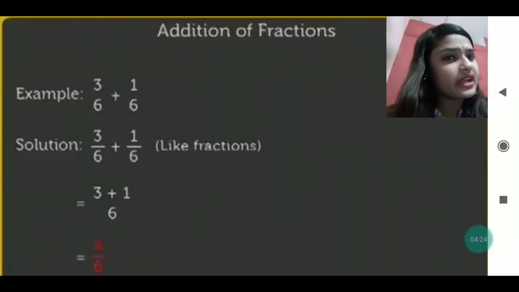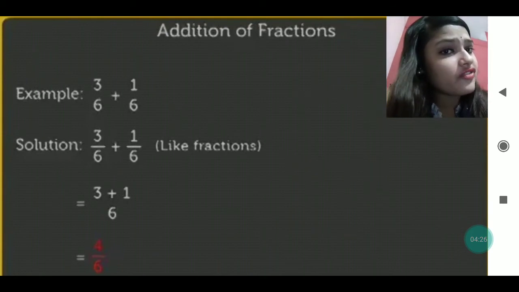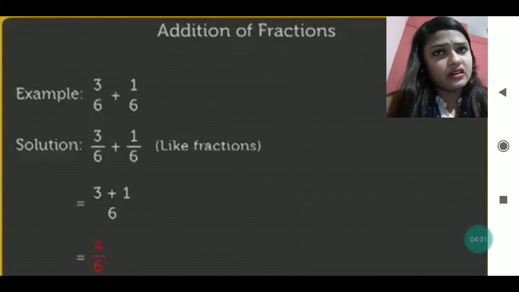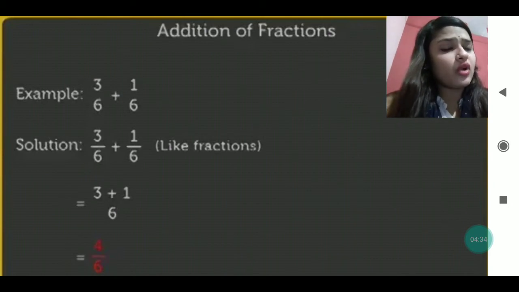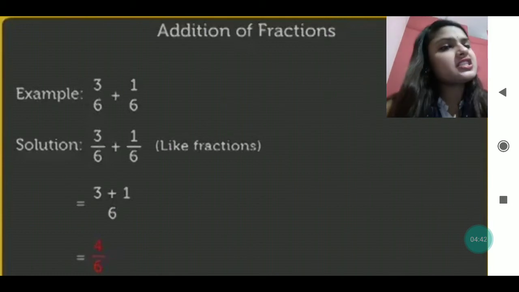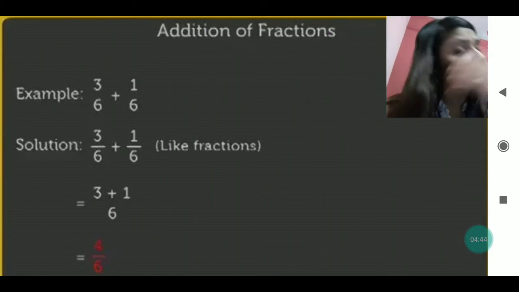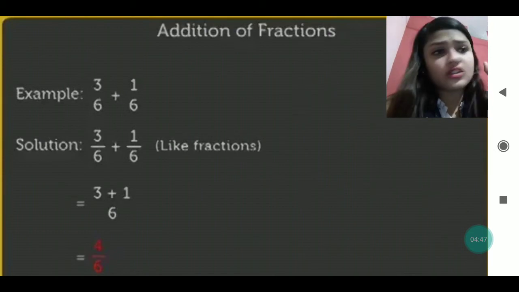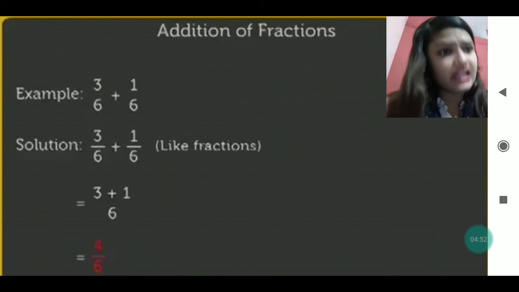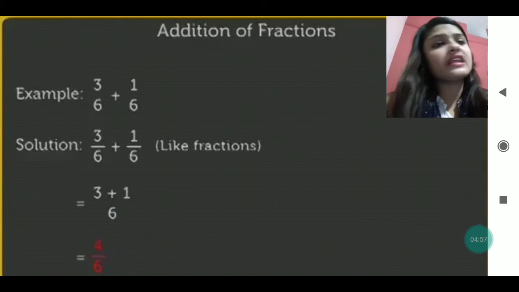Now here, my dear students, addition of fractions, we are adding like fractions. I think you all have remembered what is a like fraction and an unlike fraction. If not remembered, no problem. Again, I am telling you, like fractions are those fractions in which the denominators are the same. Unlike fractions are those fractions in which denominators are not the same. In unlike fractions, numerator and denominator both are unequal.